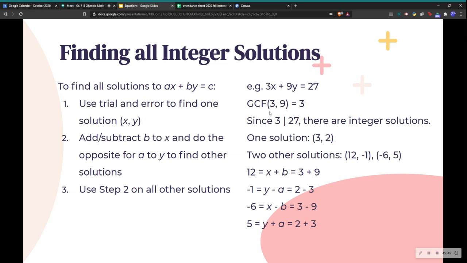Here, the first thing we have to do is figure out if there are integer solutions to this equation or not.